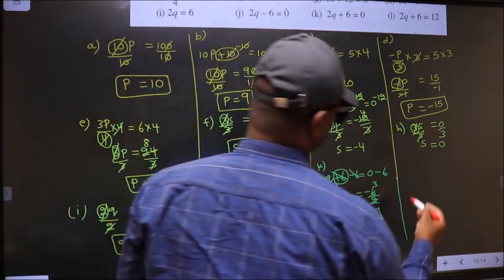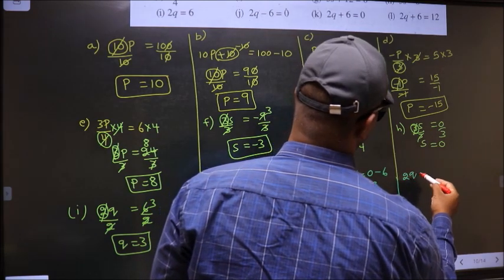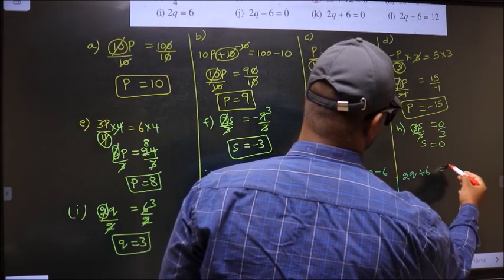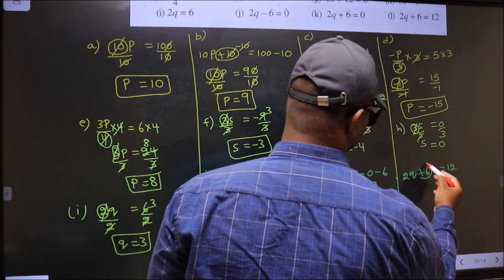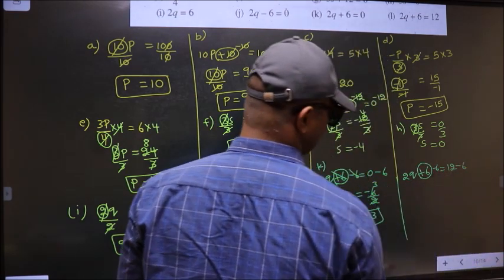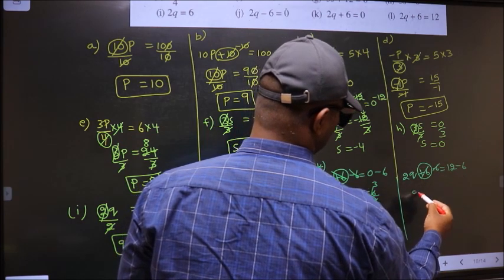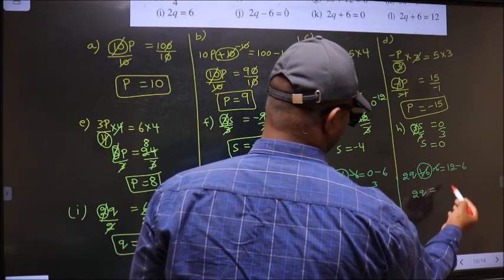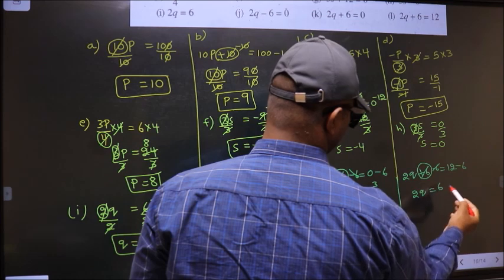Next, 2q plus 6 equal to 12. First we should remove plus 6, so subtract 6 on both sides. So this cancels out, 2q equal to 12 minus 6, 6.